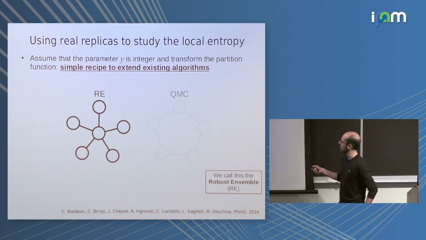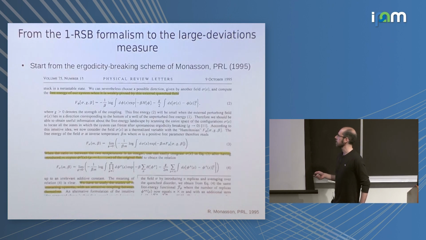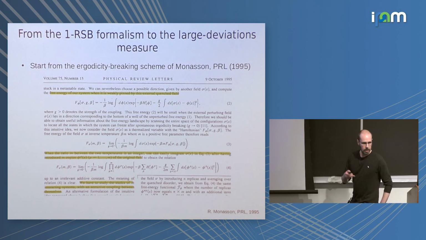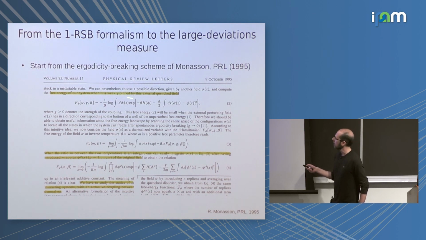What Ricardo was saying is that one can have an alternative connection scheme, and this leads basically to quantum Monte Carlo. Now, the first thing I want to point out is that there's a connection between this and the usual one-step replica symmetry breaking formalism. The connection starts from an ergodicity breaking scheme, which was done by Remy in 1995, where he showed that in order to get to the one replica symmetry breaking scheme, you can do that by adding a weak external field, then doing some manipulation.